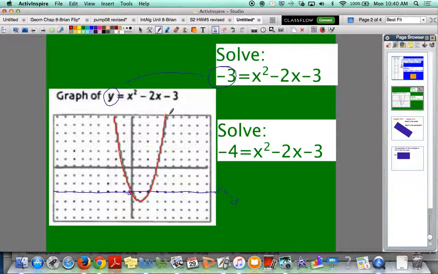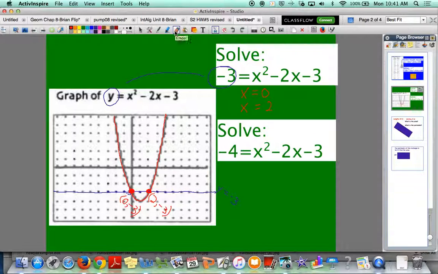Well, if you look, it hits that -3 line twice. It hits it right here at 0, -3, so right at the y-axis, and it hits it here again at 2, -3. So the solutions would be, what are the x values when the y value reaches -3? One of the solutions is x equals 0, because when x is 0, it has a y value of -3 on the graph. And our other solution is x equals 2, because that's the other time the y value hits -3 on our graph. When x is 2, y is -3. So our two solutions for this one are x equals 0 and x equals 2.